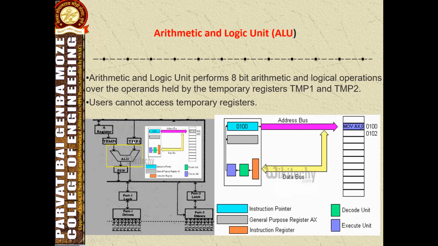Here you can see there are two registers, temp1 and temp2. These are called temporary registers. The operands on which the instruction is going to operate are stored here. First they come into the temporary registers and afterwards into the ALU. The ALU accesses these two temporary registers and starts doing the operation.